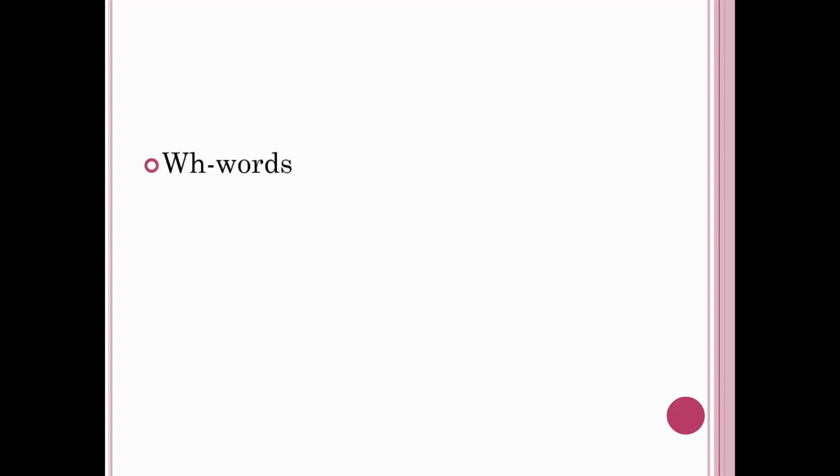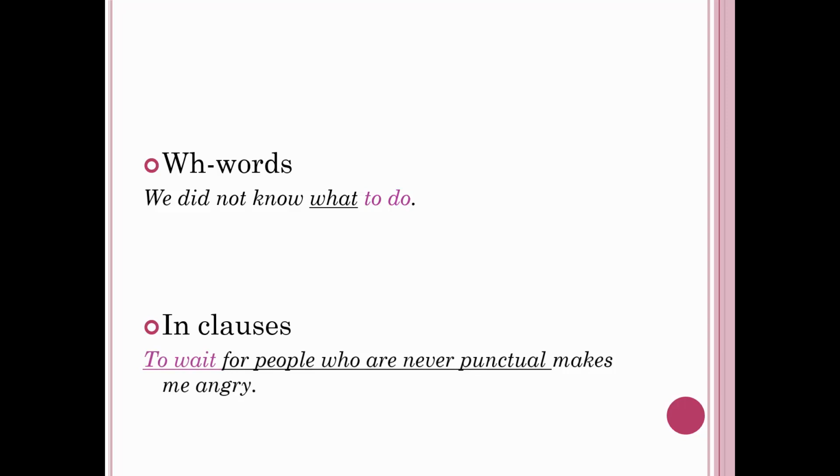We can use the infinitive after WH words, as in the example, we did not know what to do. And the last one is the infinitive in clauses, as you can see in the example. To wait for people who are never punctual makes me angry. Notice here that the infinitive clause comes as a subject.